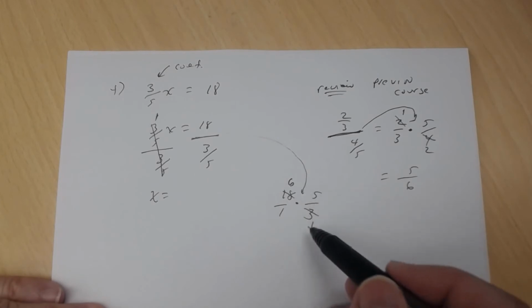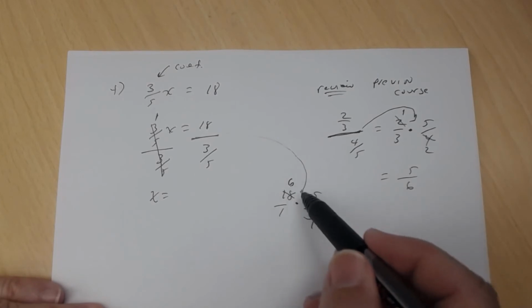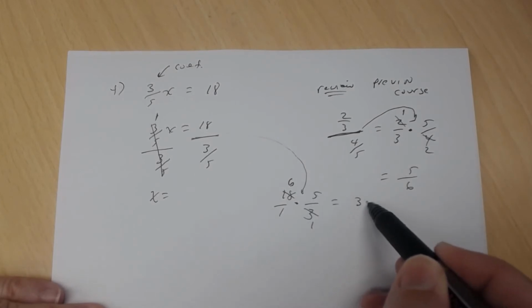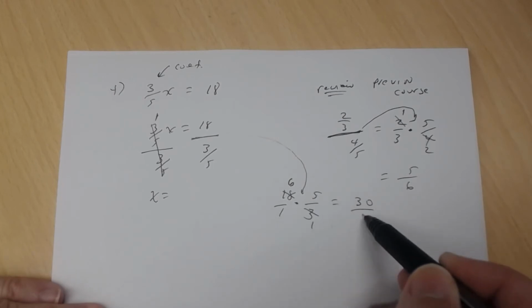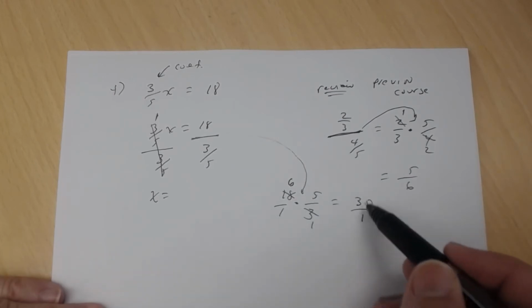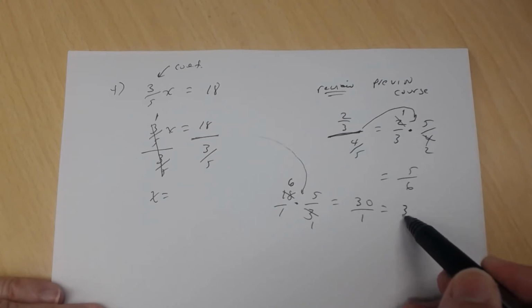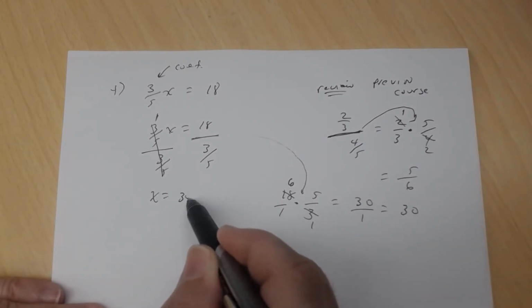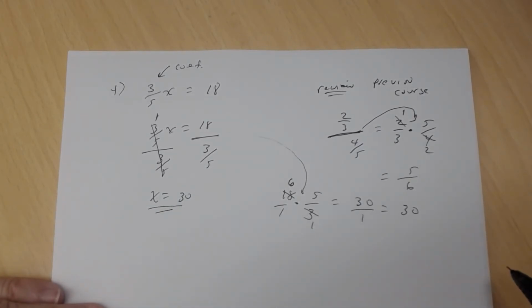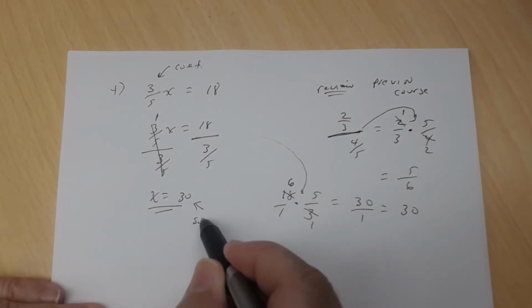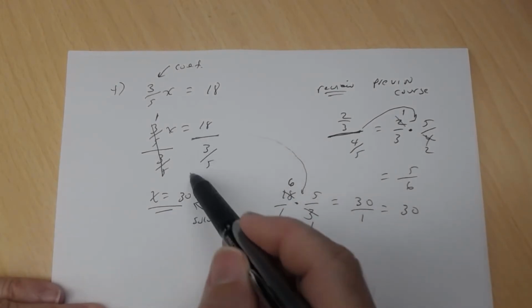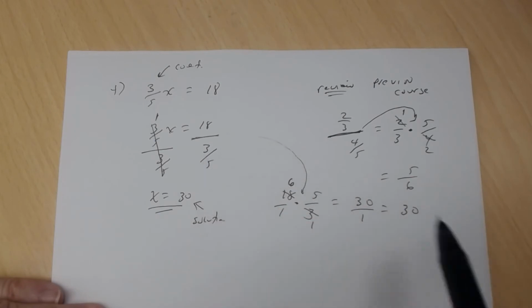And I'm going to multiply the numerators and multiply the denominators. 6 times 5 is 30. 1 times 1 is 1. And then simplifying, 30 divided by 1 is 30. So that's your solution. My solution is 30. That's what you just found, your solution, and this is your solving process.